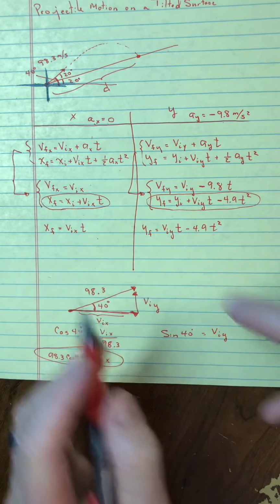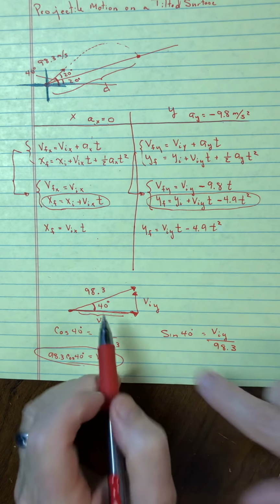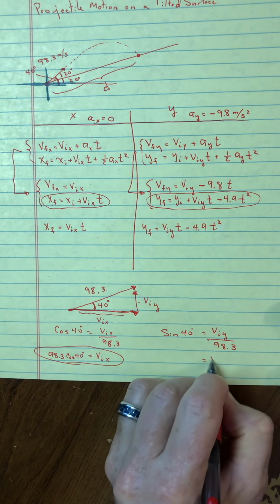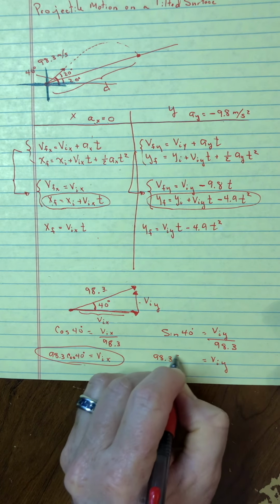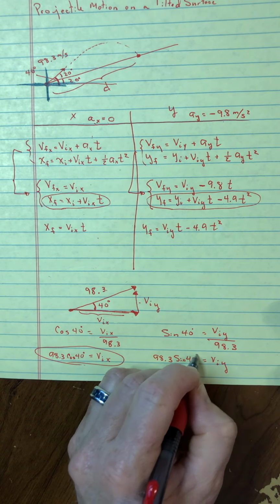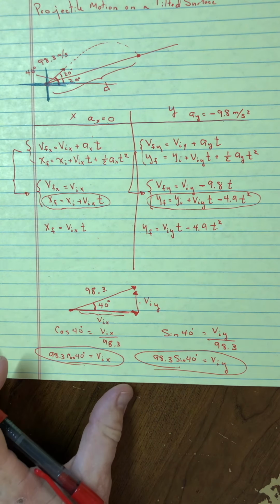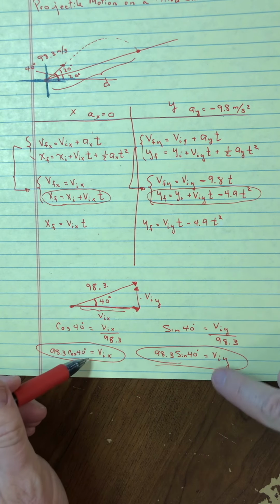Because that's what I need. And so the sine of 40 is opposite over hypotenuse, meaning that the initial velocity in the y is 98.3 times the sine of 40 degrees. Okay? And I will say, as you get better at these, you'll probably stop writing this step. You'll just go right to this step.